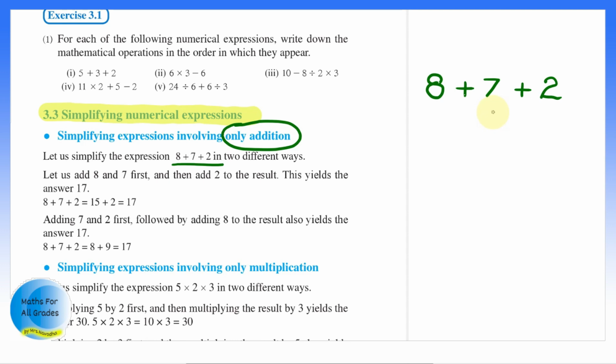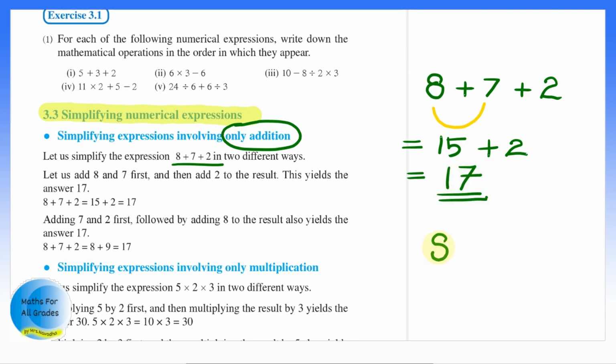I will show you two different ways to solve this problem. Here first I'm going to add 8 and 7. 8 plus 7 equals 15. Then write down the rest of the question, plus 2. So what is the answer? 17.